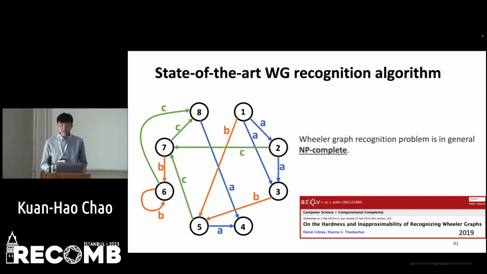It turns out that the Wheeler graph recognition problem is pretty hard. It's in general NP-complete. In this work by Gibney and Thankachan, they propose a state-of-the-art Wheeler graph recognition algorithm, which I will call GT's algorithm in the later presentation.